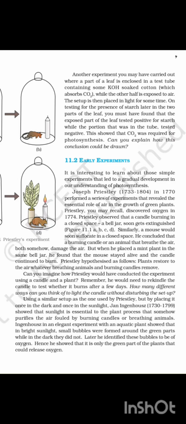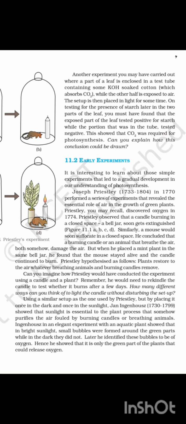Another experiment you may have carried out is one where a part of a leaf is enclosed in a test tube containing some KOH-soaked cotton, which absorbs carbon dioxide, while the other half is exposed to air. This setup is then placed in light for some time. On testing for the presence of starch later in the two parts of the leaf, you must have found that the exposed part of the leaf tested positive for starch while the portion that was in the tube tested negative. This showed that carbon dioxide was required for photosynthesis. Can you explain how this conclusion could be drawn?